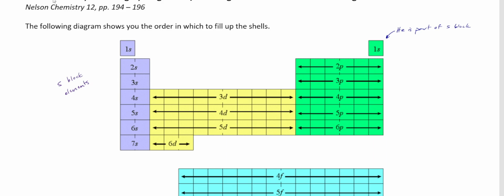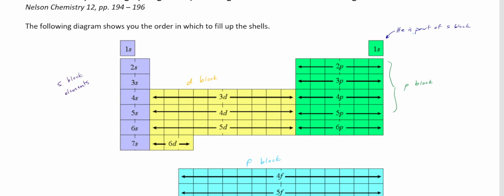These ones over here to the right are called the P block elements, and again, that's because the final electron is going to be placed in the P subshell. The ones in the middle are called the D block elements, same reason. And the lanthanides and actinides are called the F block elements. Again, same reason as before, their final electron will land in the F subshell.